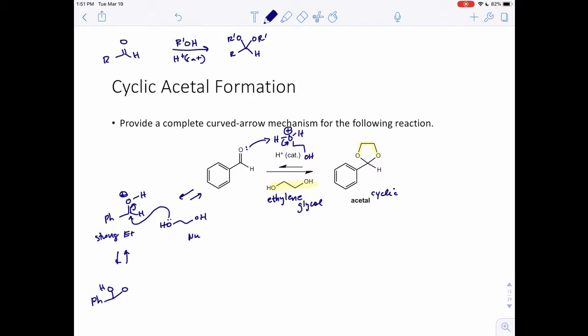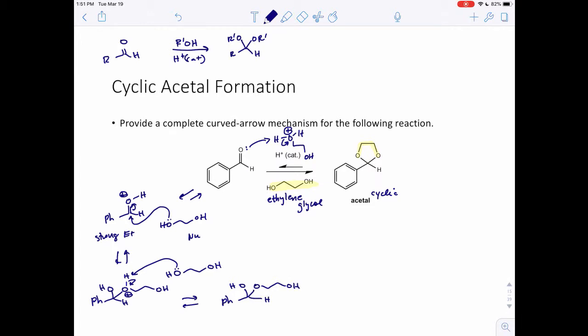From here, we have this weird protonated hemiacetal. You can tell the stress on this is the positive charge on oxygen, and it's going to be deprotonated by another solvent molecule, the neutral solvent molecule, to get your hemiacetal.